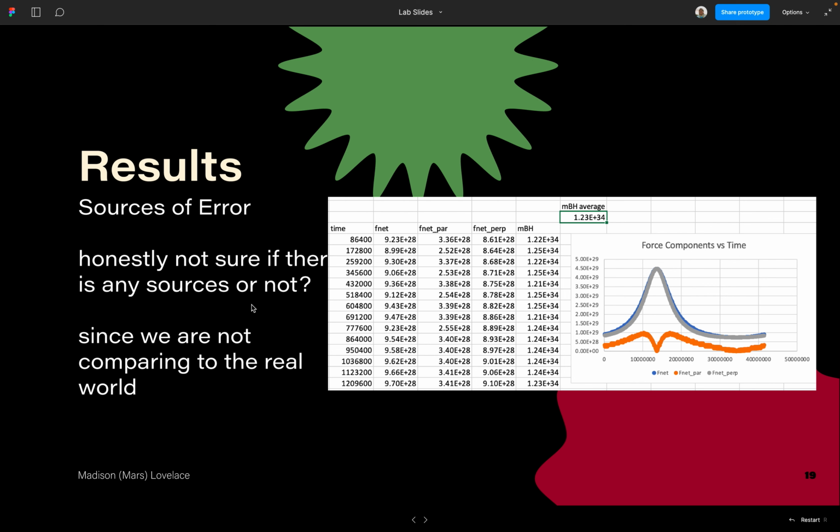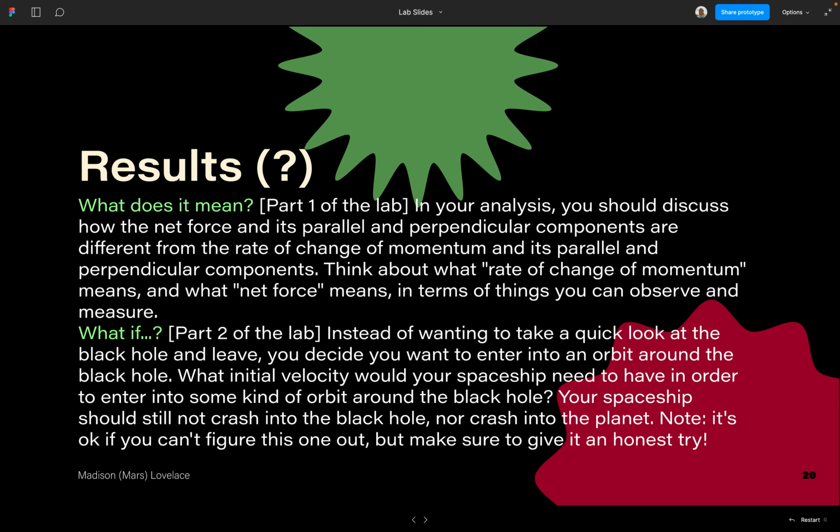Sources of error, I'm honestly not sure since this is all computational. I'm not sure what to talk about in terms of sources of error there.